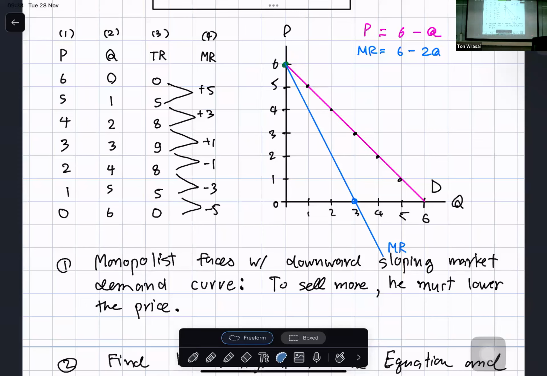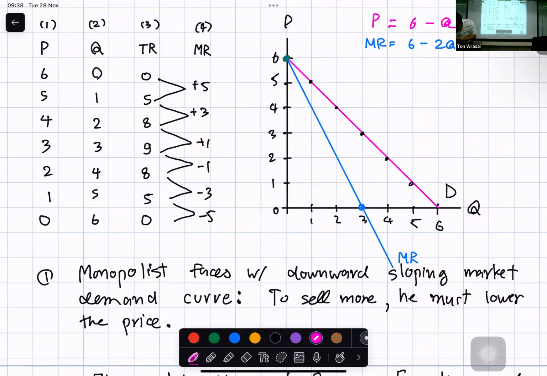This is 5. Where is the 5? 5 is in the midway between these. Here is a 5. How about this 3? If you want to project to 3, it's somewhere in between, halfway between 1 and 2.